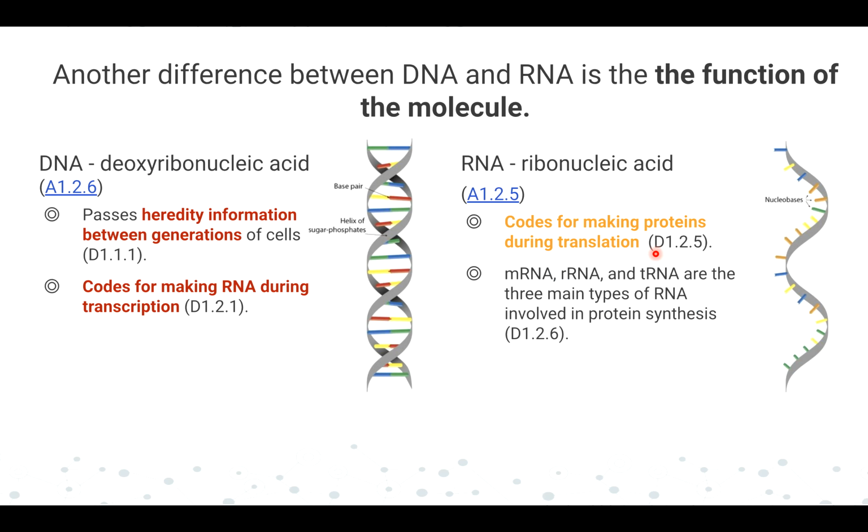Another difference between DNA and RNA is the function, right? So now we have 6 differences. DNA passes hereditary information between the generations of cells, and they make RNA, and then it helps in protein synthesis. DNA makes RNA by the process of transcription. Whereas RNA molecules help in translation. Other types of RNA molecules are mRNA, tRNA, rRNA, which help in protein synthesis.